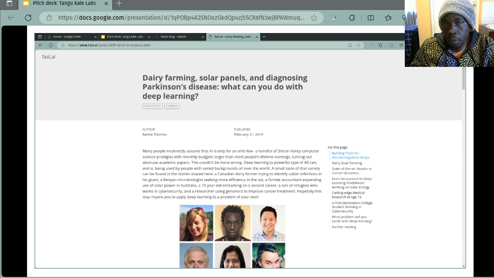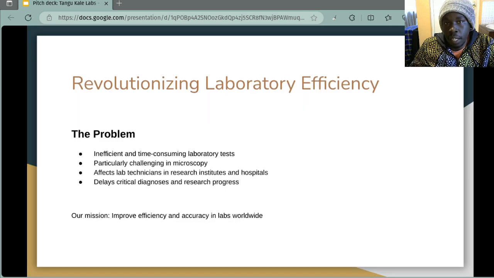For a long time, I've been working on building tools for microbiologists in Kenya as someone who's an actual microbiologist, but over the years, I've learned how to code and particularly look into data analysis, and right now I am a data scientist. Enough about me. My team is working on making the lab a better place, particularly looking at the processes that happen in the lab, such as microscopy, which is considered a gold standard for some diagnostic tests. And our mission is to improve efficiency and accuracy of labs worldwide.